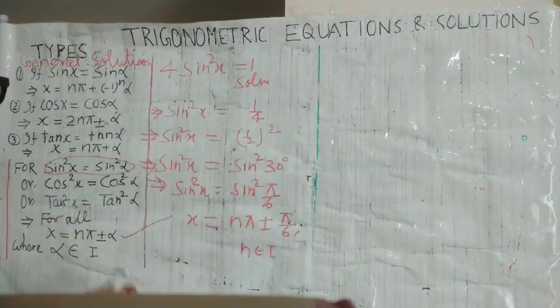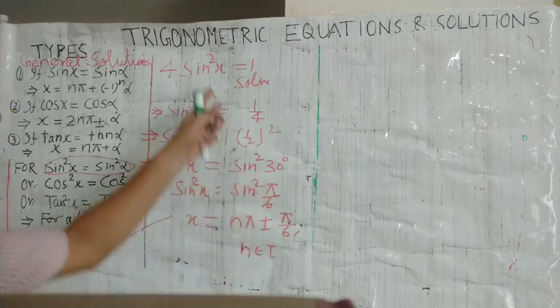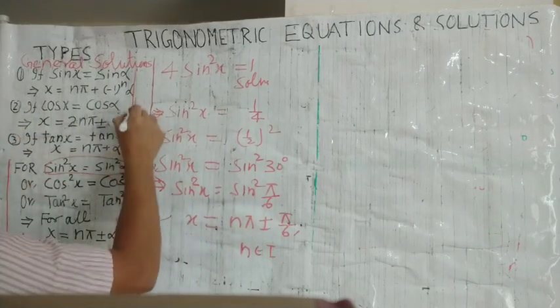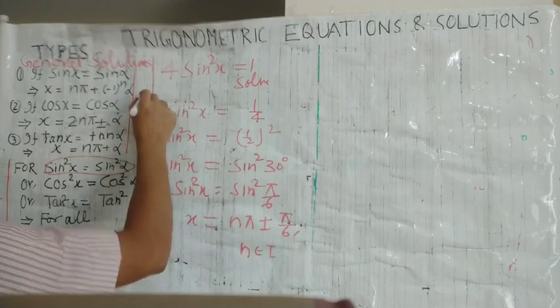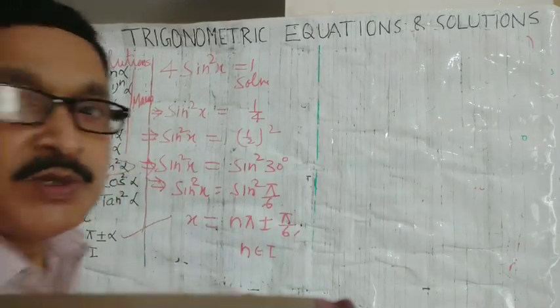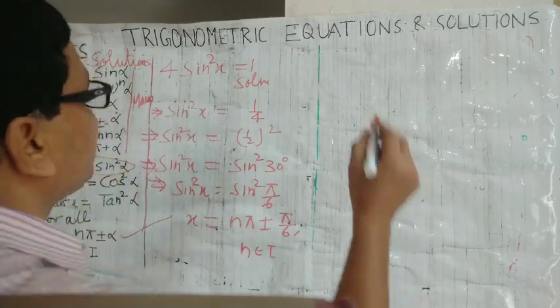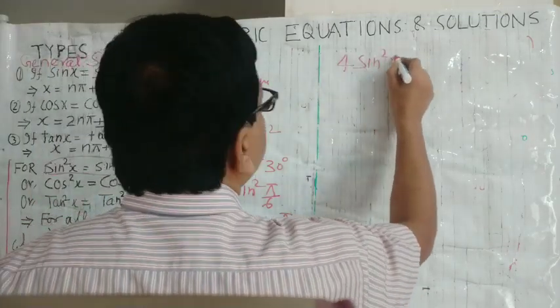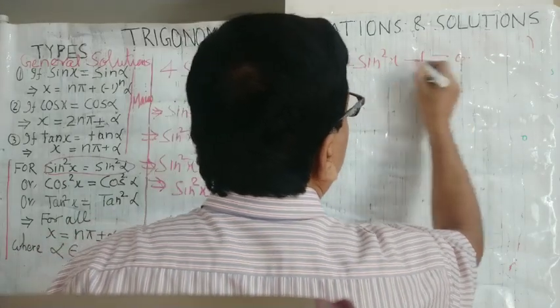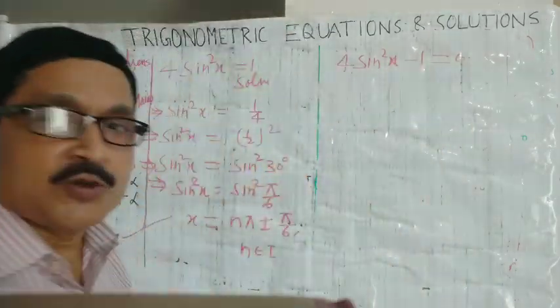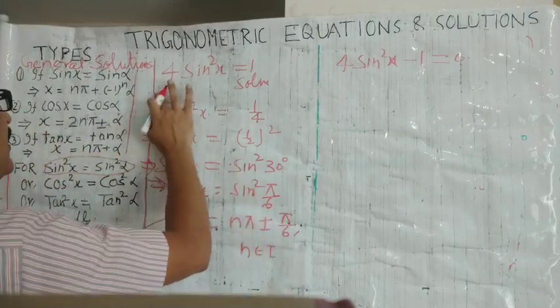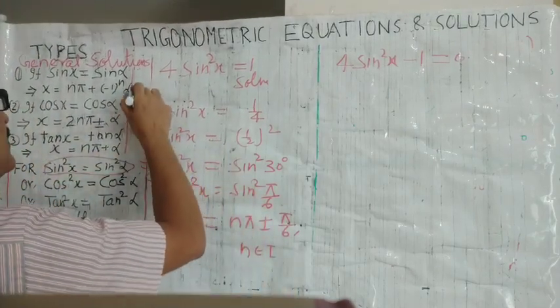If you are interested, you can do this in another format. This is the main formula. Suppose this is not known to you, you can answer this question with the main formula. Just see, 4 sine square x minus 1 is equal to 0. It can also be done by the main formula. Remember, the main formula never fails.